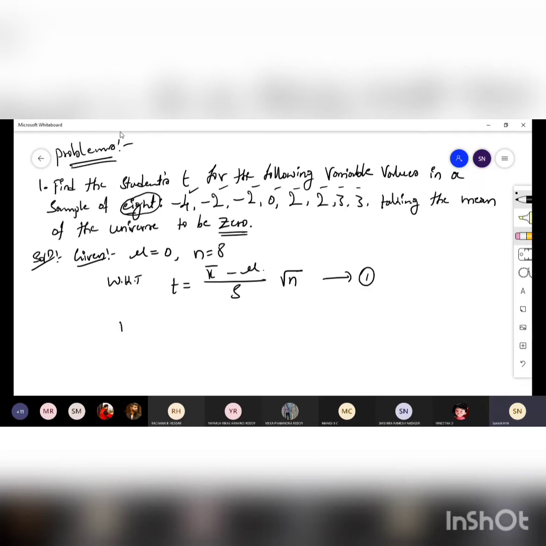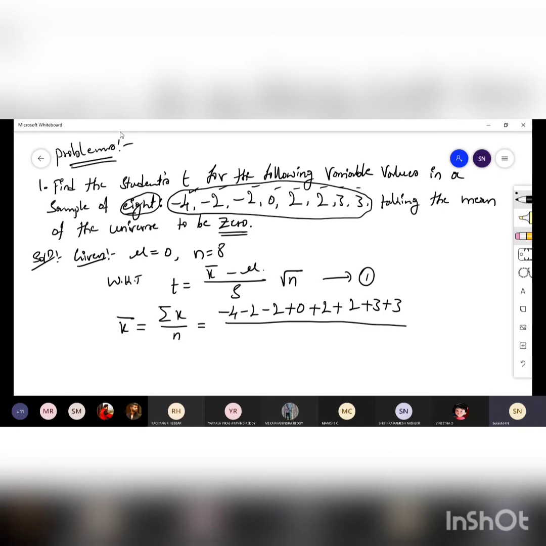So what is x bar? In that formula I already said x bar is equal to sigma x divided by n. So what is sigma x here? The sum of the given numbers. So what they given? Minus 4, minus 2, minus 2 plus 0 plus 2 plus 2 plus 3 plus 3, whole divided by the total count. Already you know n is 8. You just substitute this in the calculator and you will get the value as 0.25. This is x bar. x bar is equal to 0.25.